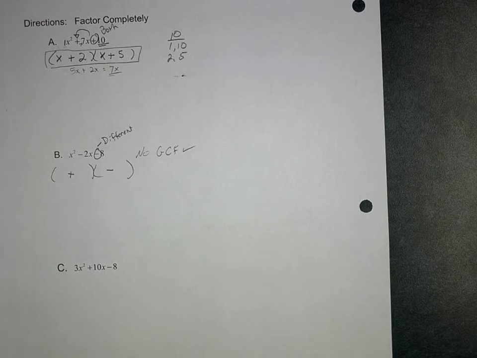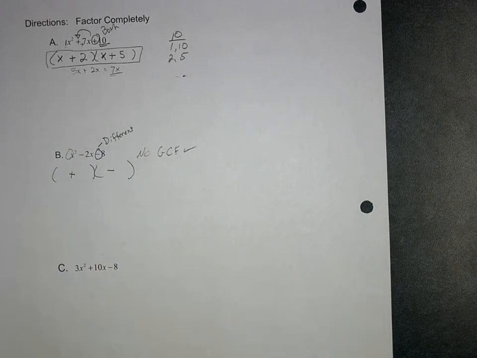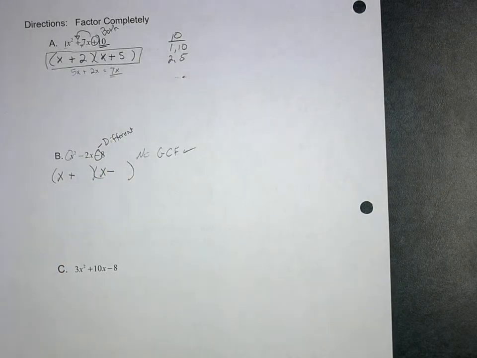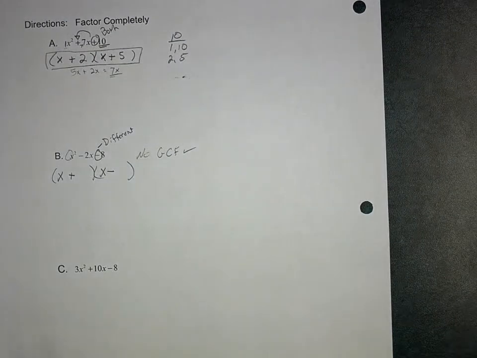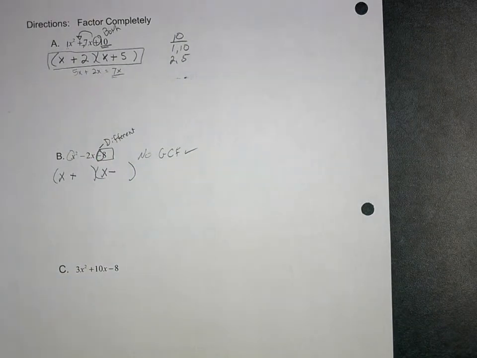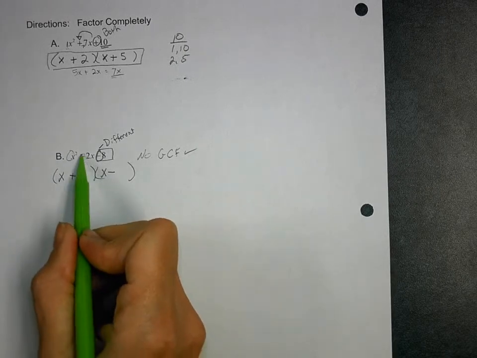Now, with that, again, I look at my a, which is 1. This makes this very easy for me. So I just put a 1x and a 1x down. So again, I am just looking at my last term, which is a negative 8. Now, here's the question you ask yourself again. What two numbers multiply together to be 8, but the difference of the two of them is 2?